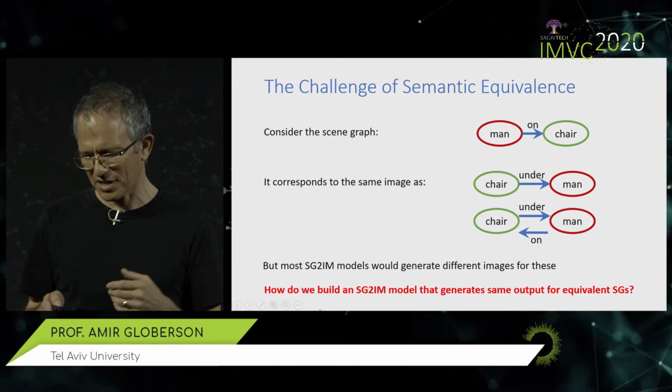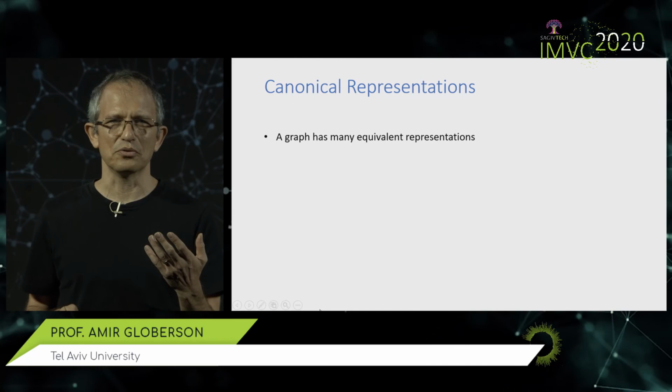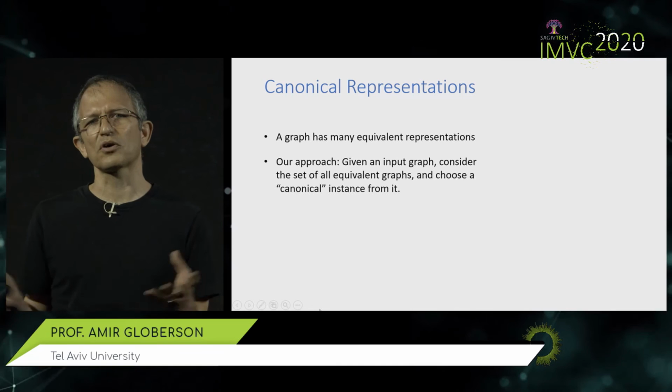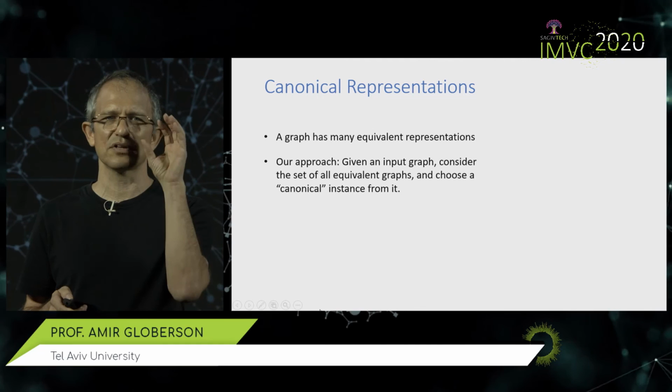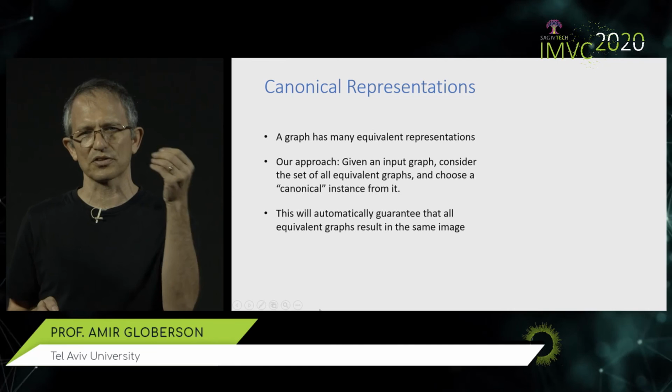So here's one conceptually simple approach to build a model that captures this equivalence. A given scene graph has many equivalent representations; I just showed you three in the previous slide. So given an input scene graph, let's consider the set of all equivalent scene graphs that describe exactly the same semantics, and just choose one canonical scene graph from this set. Every time we encounter this set of equivalences, we'll use the same canonical form. If we do that, it's clear that all equivalent graphs will result in the same image because they will all be converted to the same canonical form.